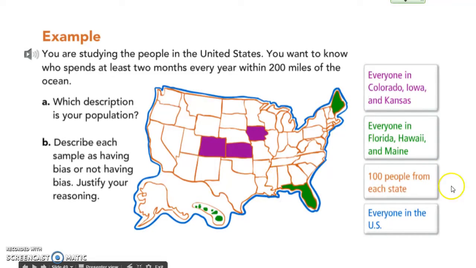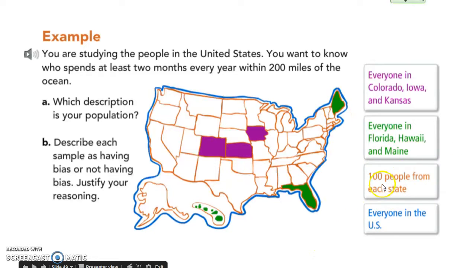So in these choices here, if we're studying the people in the United States who would spend at least 2 months of the year within 200 miles of the ocean, which of those would be the population? It would be everyone in the U.S. And then each of the samples, is it biased or not biased? Colorado, Iowa, and Kansas are these states in the middle. That would be biased towards saying no, they don't go to the ocean because they don't live anywhere close to the ocean. People in Florida, Hawaii, and Maine would be biased towards saying, yes, we go to the ocean because they live right there near the ocean.